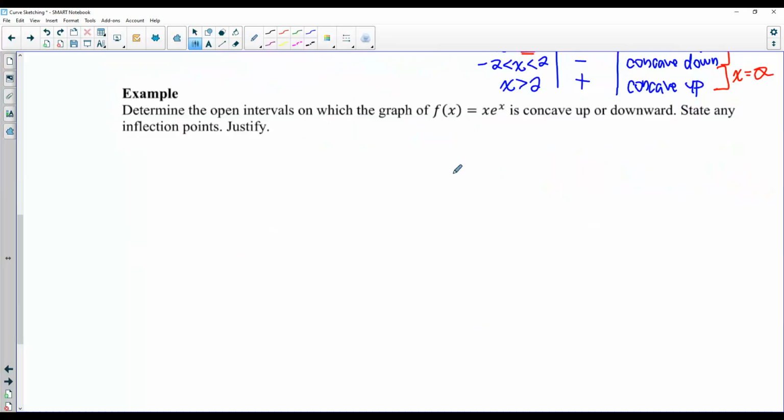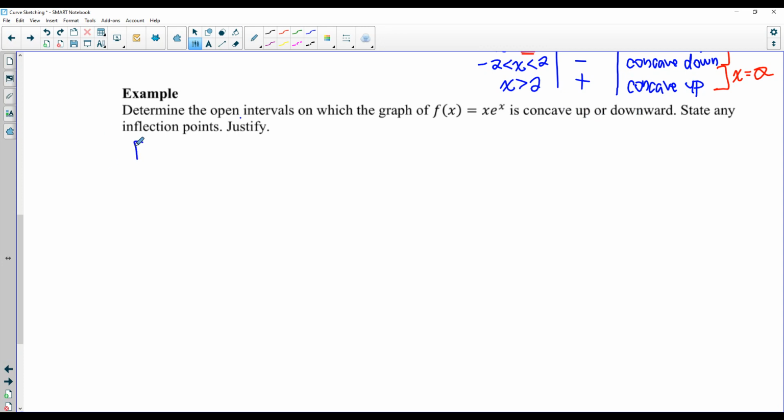Okay, let's do one more here. So the same thing, just a different function. It's an exponential one. I want to figure out the intervals where the graph is concave up or concave down. So again, as soon as I start asking about that, that's where you need to do the second derivative test.